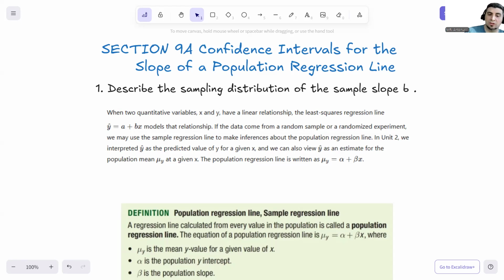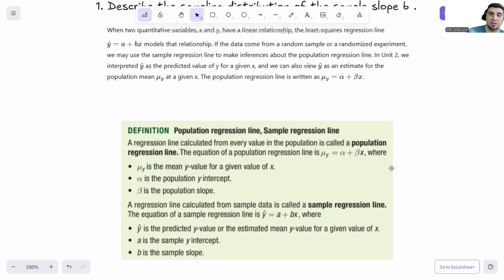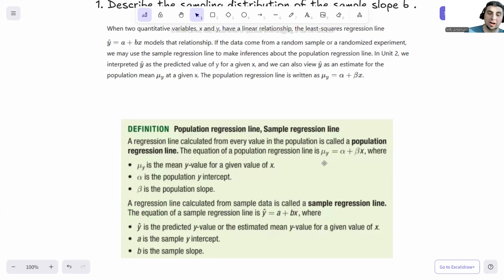In Unit 2, we interpreted y hat as the predicted value of y for a given x, and we can also view y hat as an estimator for the population mean at a given x. The population regression line then is written as mu of y equals alpha plus beta x. So here's the definition of the population regression line and sample regression line.